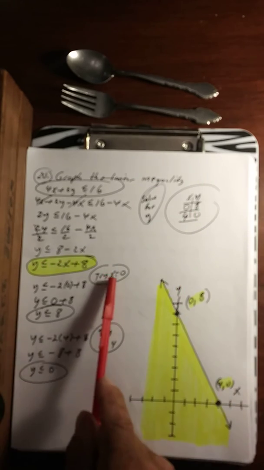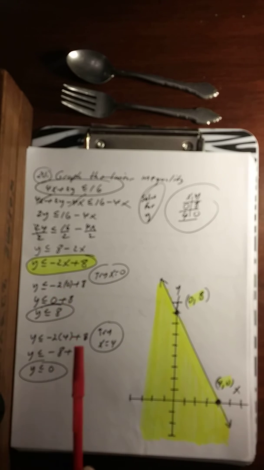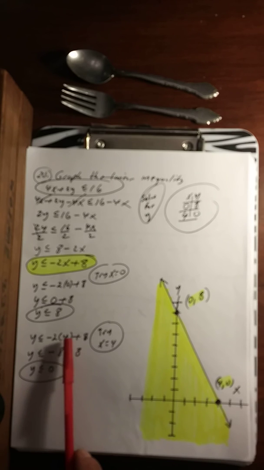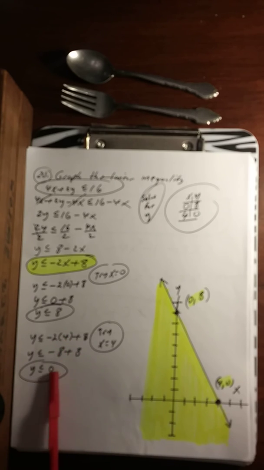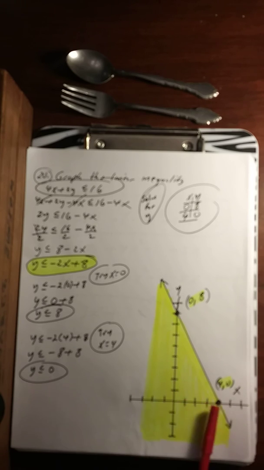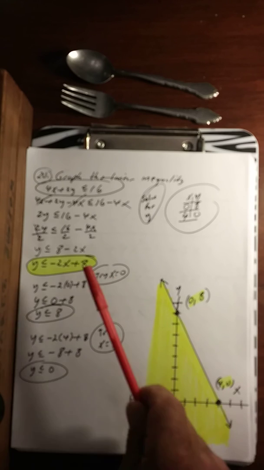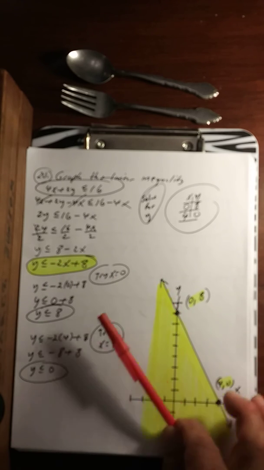Try a number, 0. Try 0 in there. Negative 2 times 0 is 0 plus 8, 8. Try 4 in there. 4 times that, negative 8 plus 8 is 0. So we have 0, 8, and 4, 0. Connect the dots. And it's a solid line, but it says less than, so it means it goes this way.